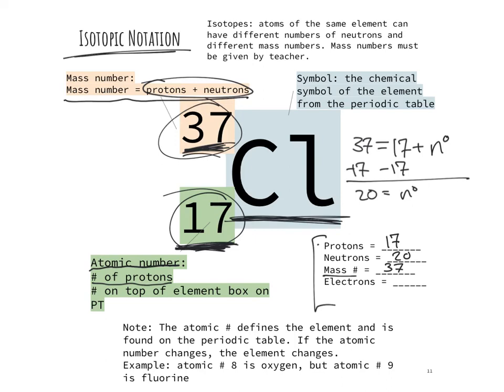And the last thing is electrons, which we haven't really talked about yet. But the rule for electrons is that unless this is an ion, which we haven't learned about yet, electrons and protons are equal so that the atom is balanced in charge, because protons are positive and electrons are negative. And the positives and negatives have to balance, so the electrons equal the protons. And there you have it. That's all of isotopic notation.